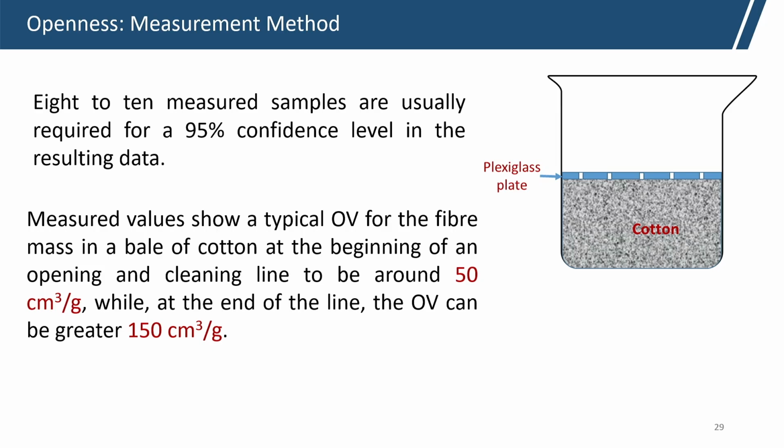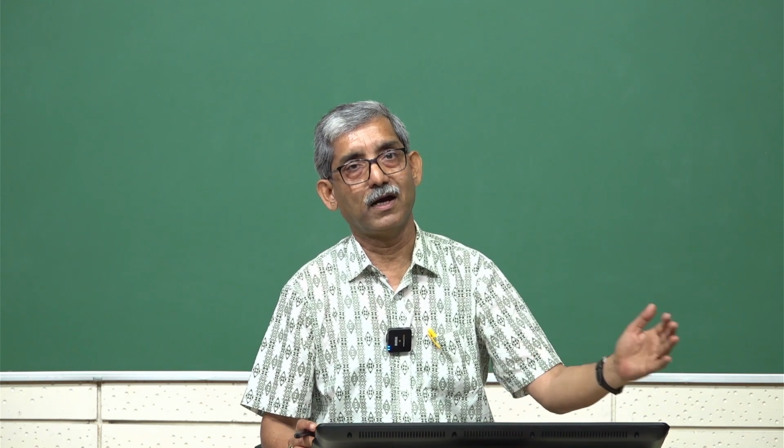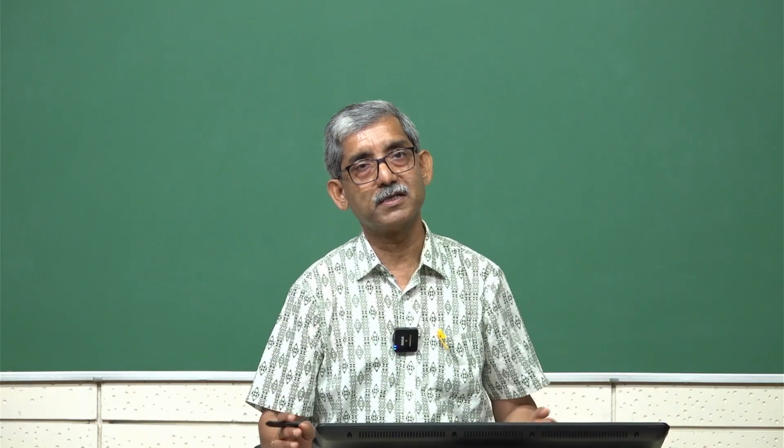Basically, if you see the openness value, it relates to opening and cleaning. For a cotton bale, after opening it is around 50 cubic centimeter per gram, while at the end of the line it becomes 150. So from the bale form at 50, it increases three times. That is the optimum value we try to get.